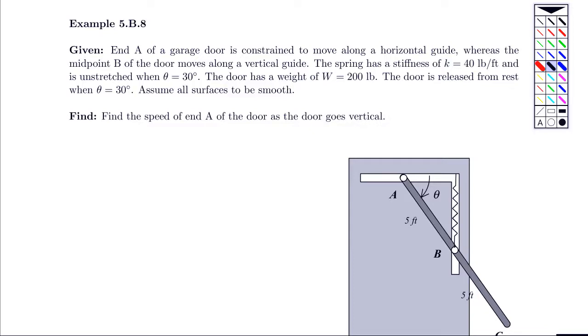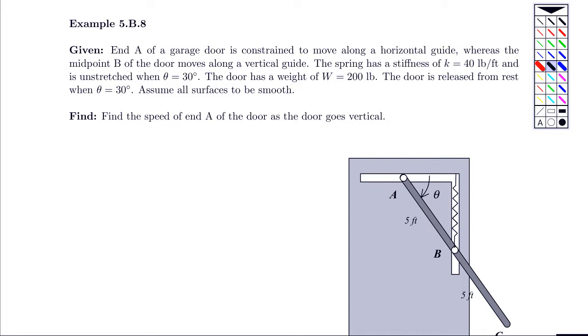For this example, we're asked to look at the dynamics of a garage door that's going to be closed. The garage door is designed such that the top edge A is moving along a horizontal line, smooth. The midpoint of the door is supported by a vertical slot, which is also smooth. It's a spring that supports the middle of the door there at B.